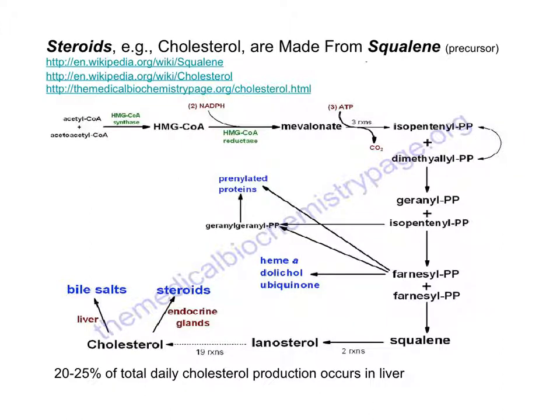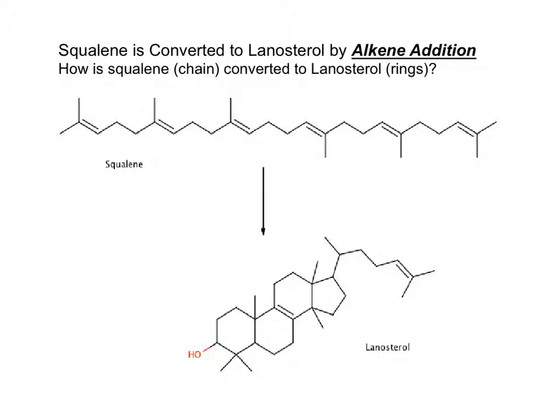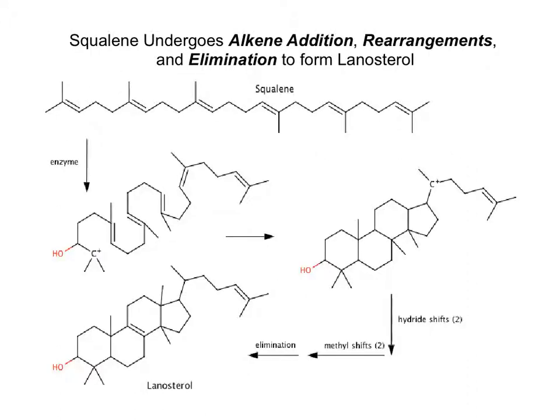Squalene is an alkene and is used to make cholesterol. This reaction is an addition reaction. An enzyme makes a carbocation. Then the nucleophilic pi bonds react with the electrophilic carbocation in a series of reactions to make lanosterol. Eventually, the lanosterol is converted to cholesterol.